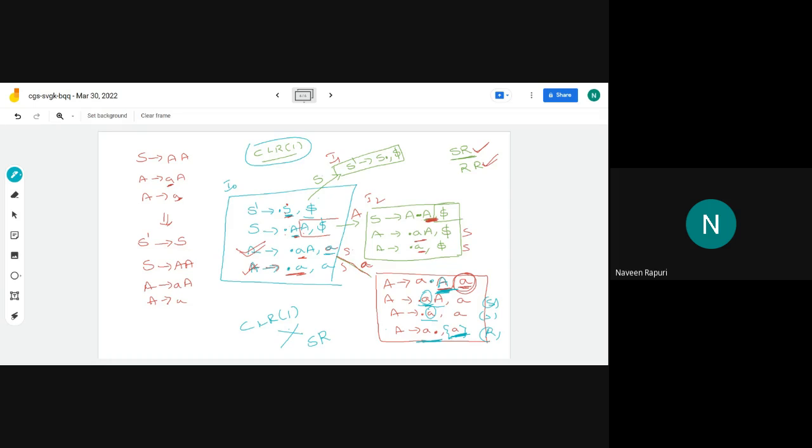SR conflict is there. From the SR conflict, we need to check whether the shift symbol matches the look ahead symbol of the reduced production. Here it is matching. That's why we can say that it is not a CLR1 grammar. So like this, we can detect whether the given grammar is CLR1 grammar or not. Like this, we can calculate it, sir. So we'll see one more example, sir.